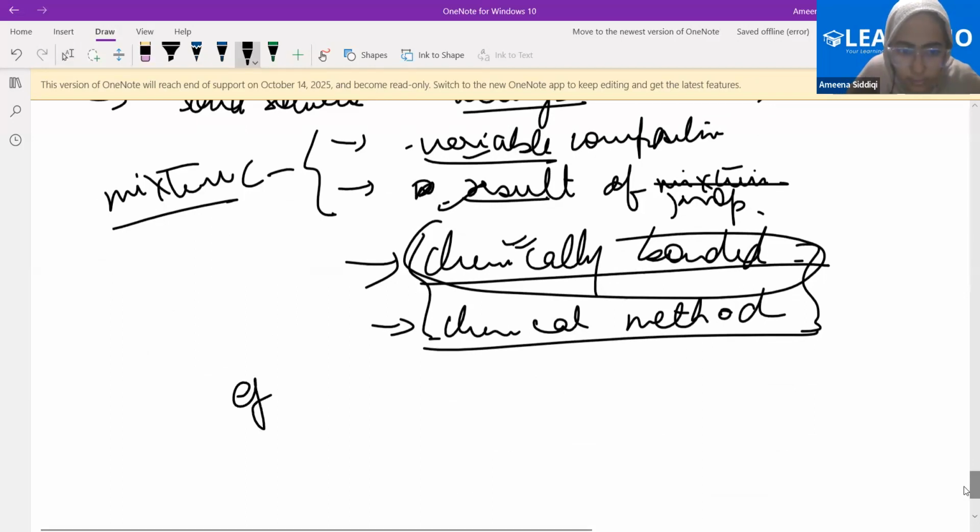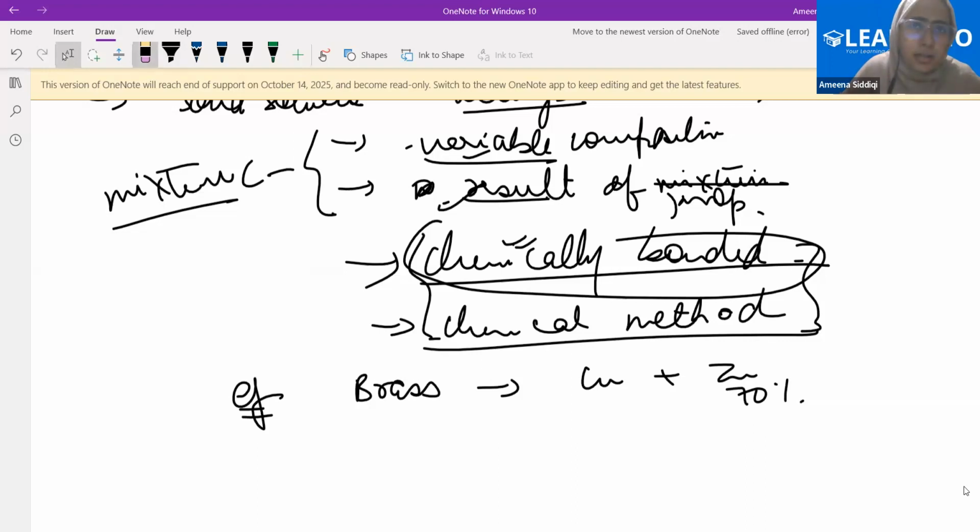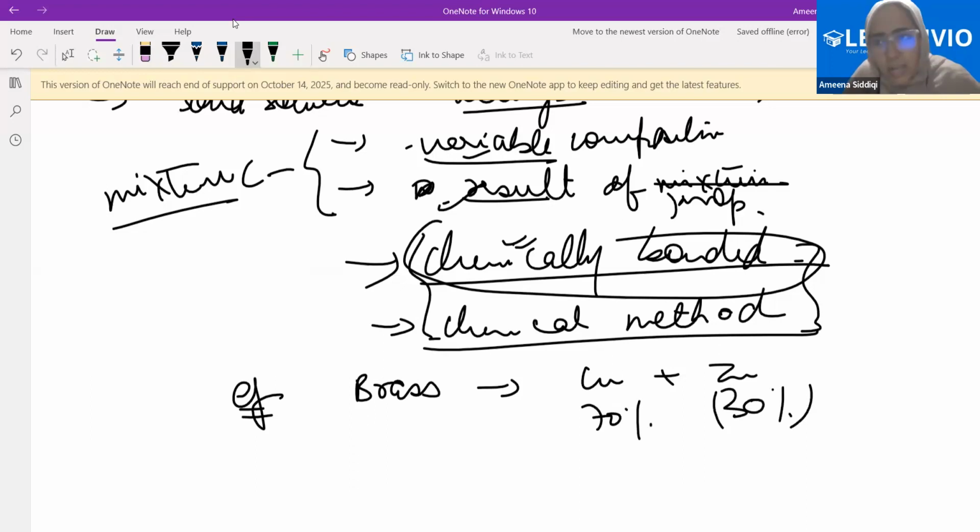The example of an alloy is brass. It is made by the mixture of copper plus zinc. Copper is around 70%, zinc is around 30%. At times, I can also add 35% of zinc and 65% of copper. So what I'm saying is that I'm having a variable composition. And why do we actually make alloys? We make alloys so that we can get the best properties of both the elements that we're mixing, or of all the elements that we're mixing. That is the sole purpose of alloys.